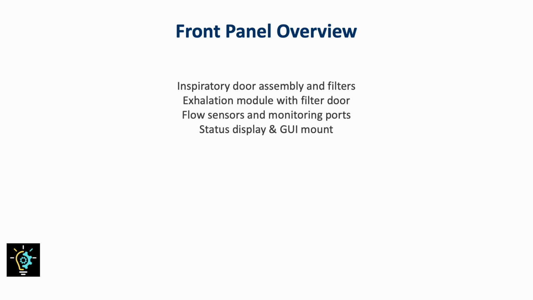Let's start with the front panel, the part of the PB980 that clinicians interact with constantly. Here you'll see the inspiratory door assembly, which houses important filters that need routine checks. The exhalation module has its own filter door, helping ensure safe removal of patient gases. Flow sensors are placed carefully to give accurate real-time monitoring. And then you've got the status display and the GUI mount, both central for feedback.